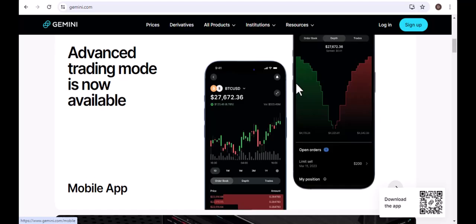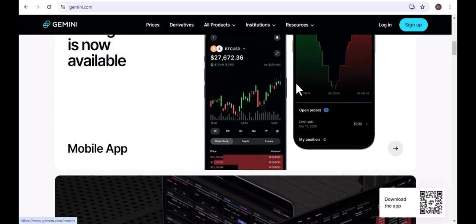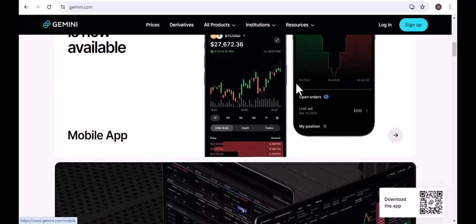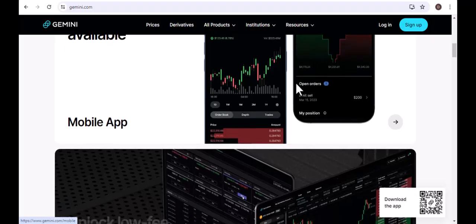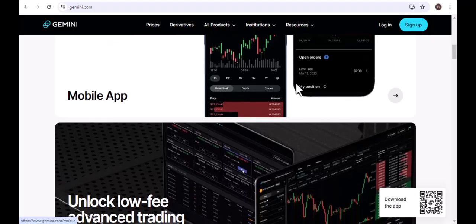Taker fees. These are generally higher than maker fees. On Gemini Active Trader, taker fees can start around 0.4% for lower trading volumes and can go down to 0.03% for those same very high volume traders.